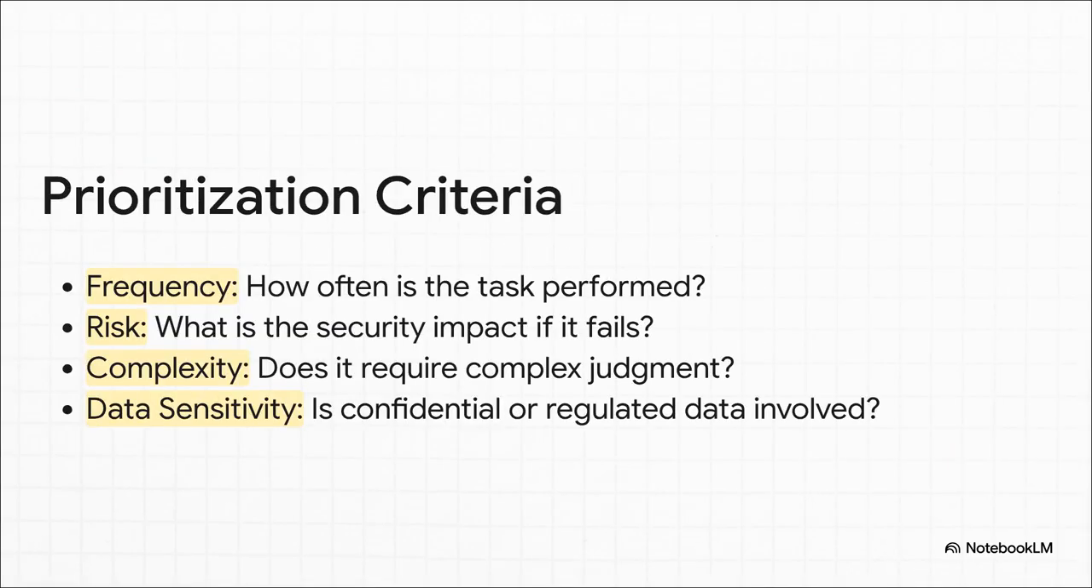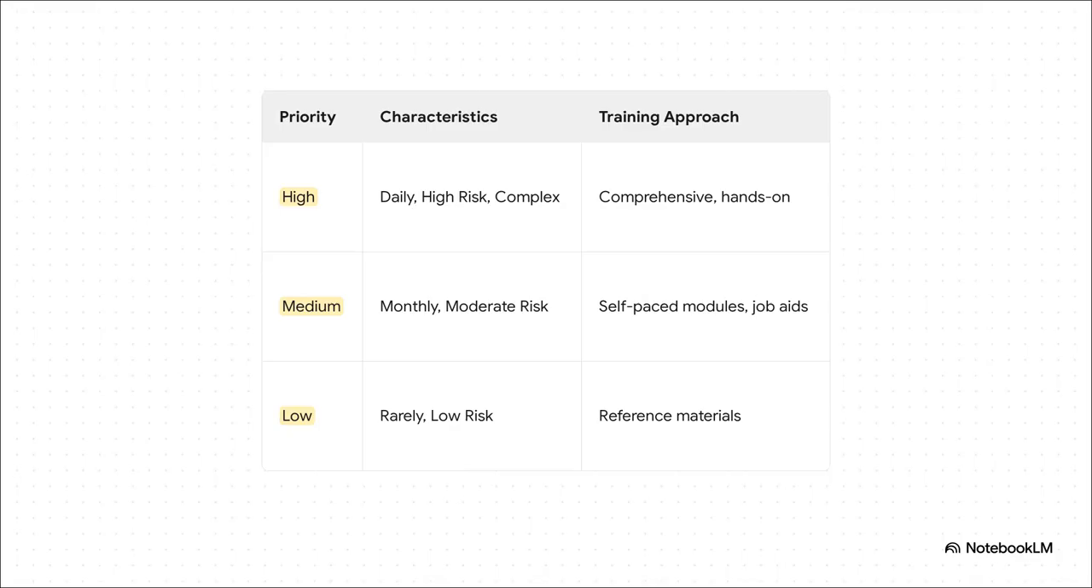So, how do you decide what matters most? Well, you use a clear set of criteria, like these. You're looking at a few things together. A task that's done every single day, involves super sensitive data, and has a huge security impact if it fails? Yeah, that's a top priority. Something done once a year, with public data? Not so much.